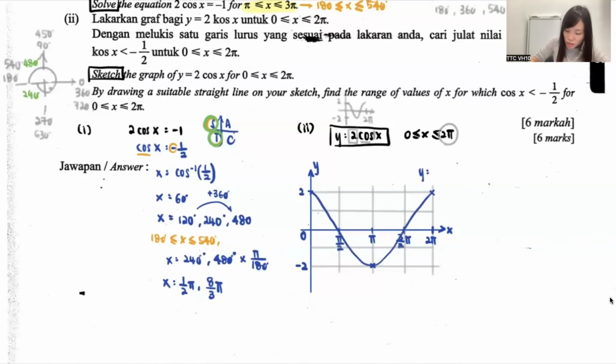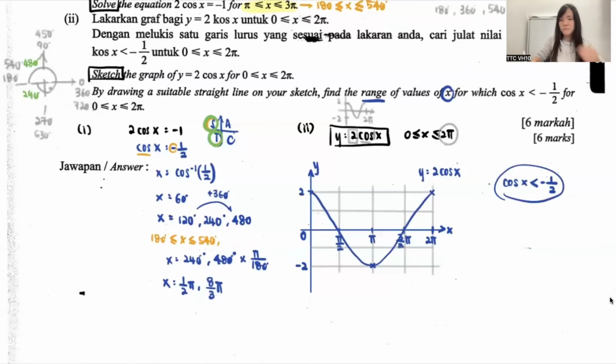Write the equation beside the graph. Can? Next one, they say what? By drawing a suitable straight line, you need to draw a straight line on your sketch. Find the range of values of x. Your answer should have a bigger, smaller sign. They say cos x should be less than negative 1 over 2. First, you want to draw a straight line out, you must have a straight line equation. And every single straight line equation starts from y. Normally it's y equals to mx plus c, right? But when I look at it, there's no y. There's no y, then how do I have a y?